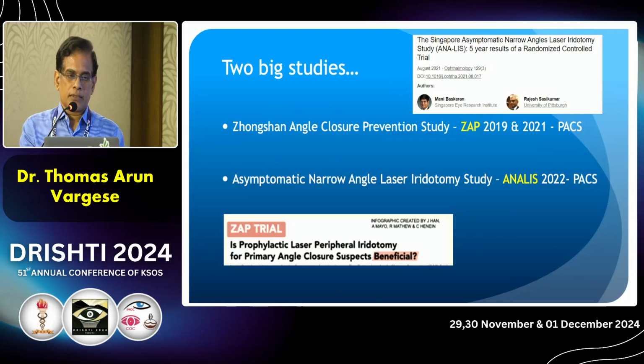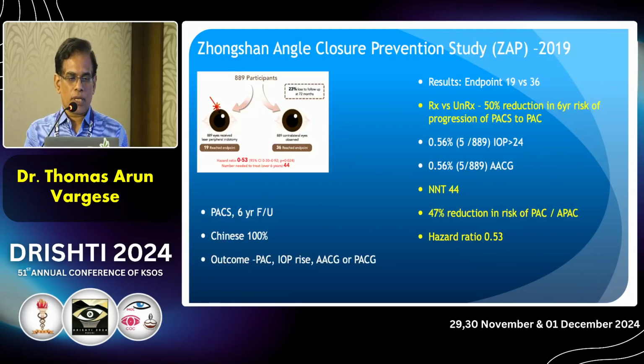So the reason for our rethink is these two big studies, the ZAP study from Guangzhou in China and the ANA-LIST study from Singapore. The ZAP study had first results which came out in 2019 and then followed in 2021, and the ANA-LIST in 2022. And let's have a brief look at these. So the ZAP study, nearly 900 patients followed up for 6 years, all with PACS. And what they looked at was the risk of primary angle closure. So there was a 50% reduction in risk of primary angle closure if they had a YAG-PI done. But the number needed to treat was 44. And there was a hazard ratio of 0.53.